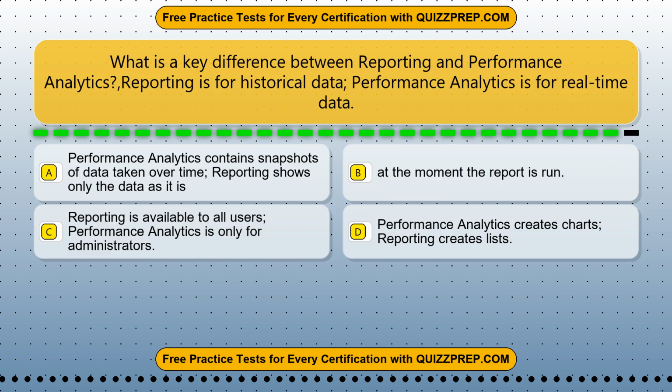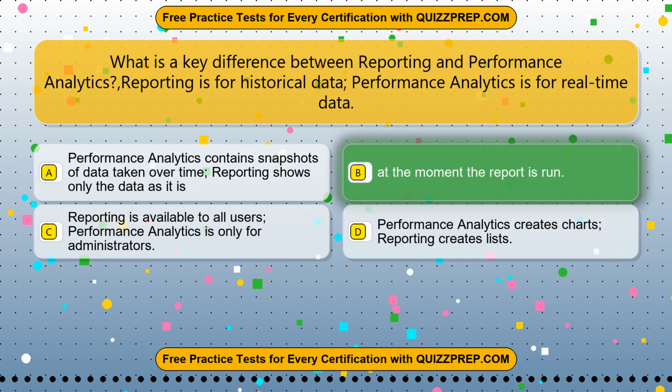Question 50. What is a key difference between reporting and performance analytics? Option A, reporting is for historical data, performance analytics is for real-time data. Option B, performance analytics contains snapshots of data taken over time, reporting shows only the data as it is at the moment the report is run. Option C, reporting is available to all users, performance analytics is only for administrators. Option D, performance analytics creates charts, reporting creates lists.